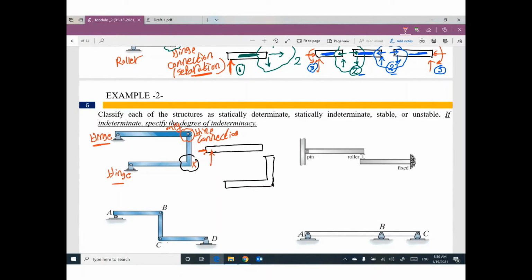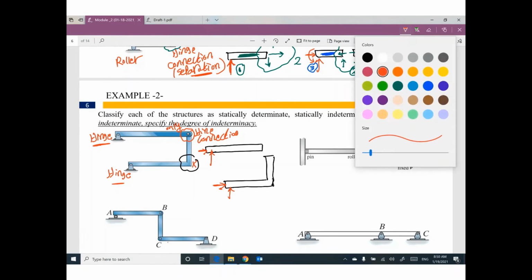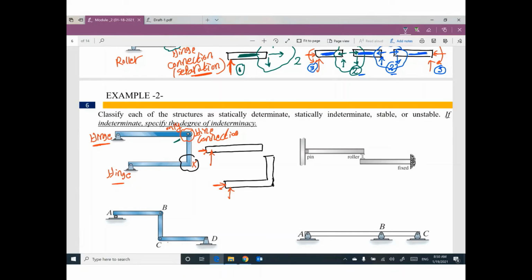This hinge support, we have two reactions. In this pin or hinge connection, we have two reactions, one horizontal, one vertical. They will be the same values, but in opposite direction here. This reaction will be counted as 2. We have 2 here, and we have another 2 here. So R equals 6.